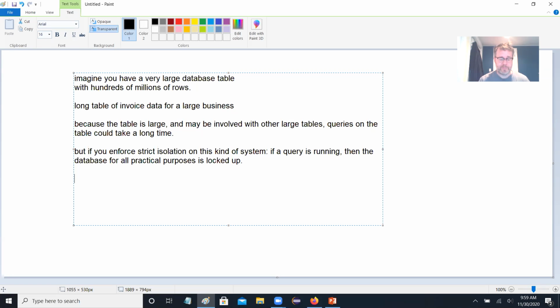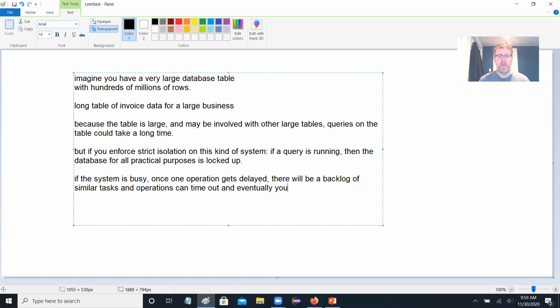And then again, if the system is busy, once one operation gets delayed, there will be a backlog of similar tasks. And at some point, operations can time out. And eventually, you realize you need to back off on the isolation requirements or redesign the system in some way to allow faster queries.